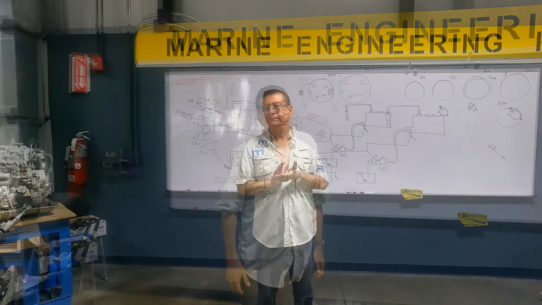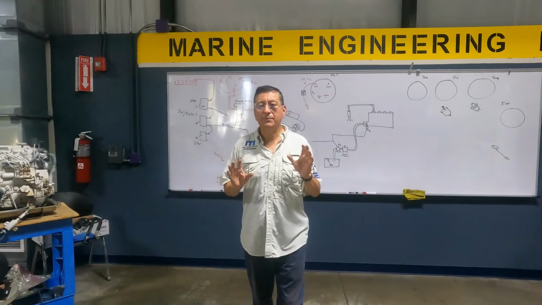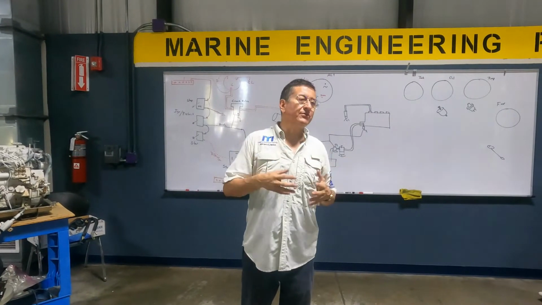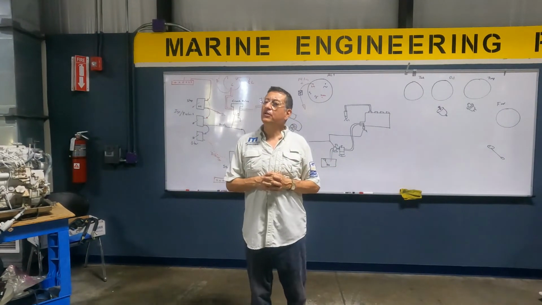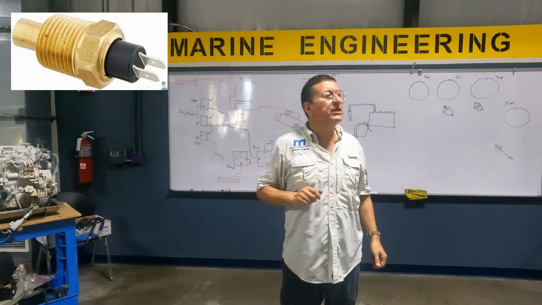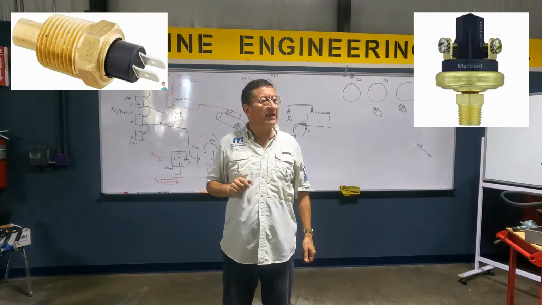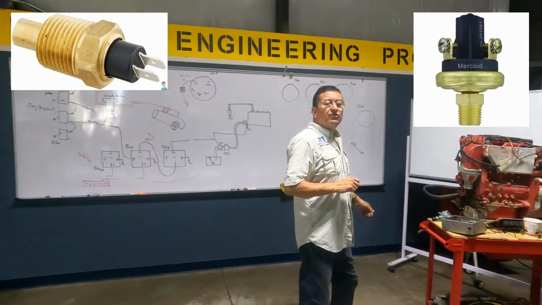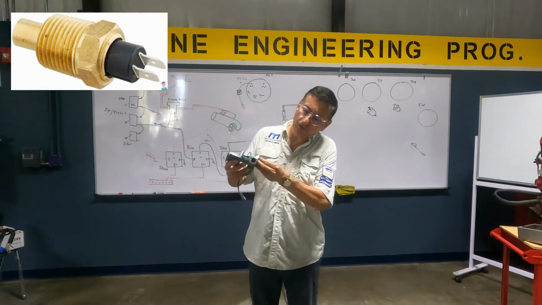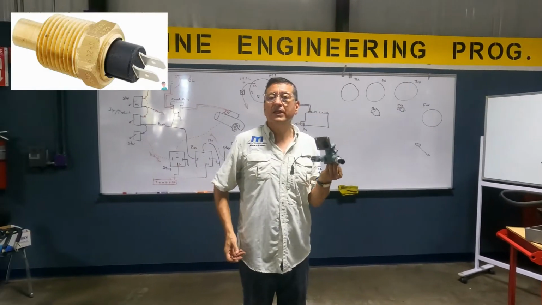Block. There are a couple of switches in a typical engine designed to kill the engine in an emergency. You remember those switches? Give me one. Coolant temperature switch and oil pressure switch. You remember that? Where is the coolant temperature switch located? The thermostat housing.